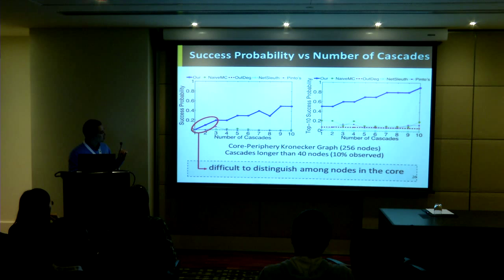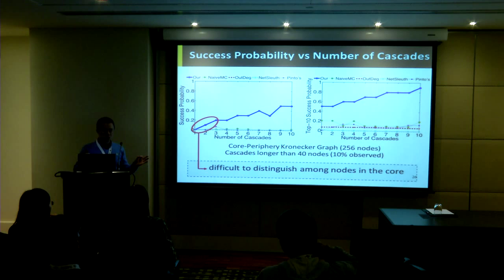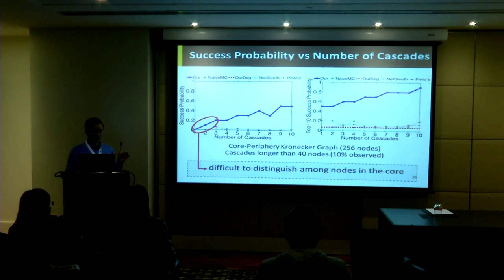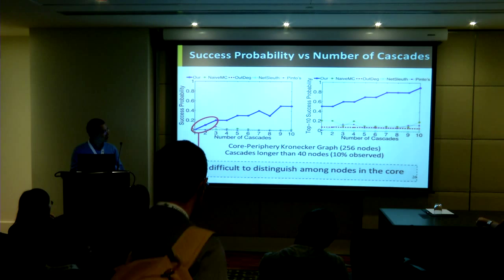So that's why in this case, when you only observe one partial cascade, for all these algorithms it's very difficult to distinguish which one is the source. But when you observe 10 cascades, the successful probability, again, is boosted a lot, close to 0.5 for this continuous time model. Especially when you look at the top 10 most likely source nodes, the successful probability for this continuous time model can be as high as 0.8. So you do this experiment many, many times, and 80% of the time, this continuous time model, based on this maximum likelihood formulation, can find the exact source location within 10 guesses. Okay.